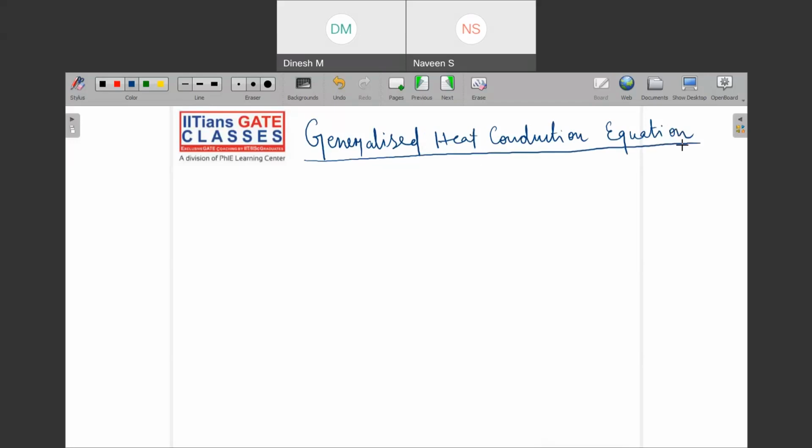Okay. So what are the cases here that I will be discussing? The case is 3D and unsteady state. Steady or unsteady, for all of them you can apply. So this is the steady or unsteady case. For both of them this will be valid. Okay. Then we have with or without heat generation.